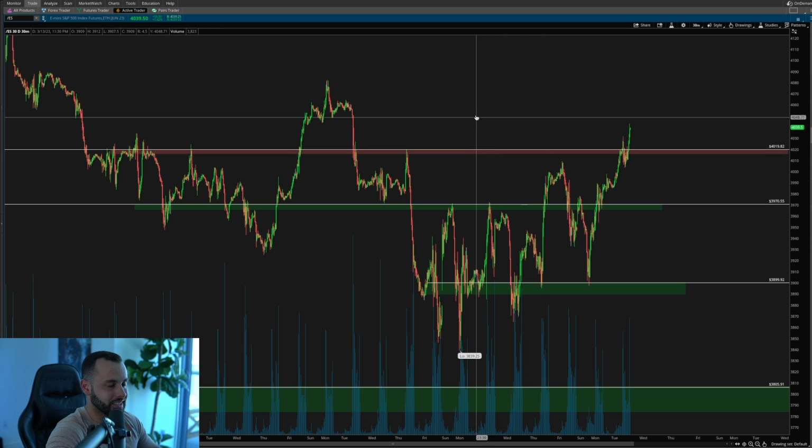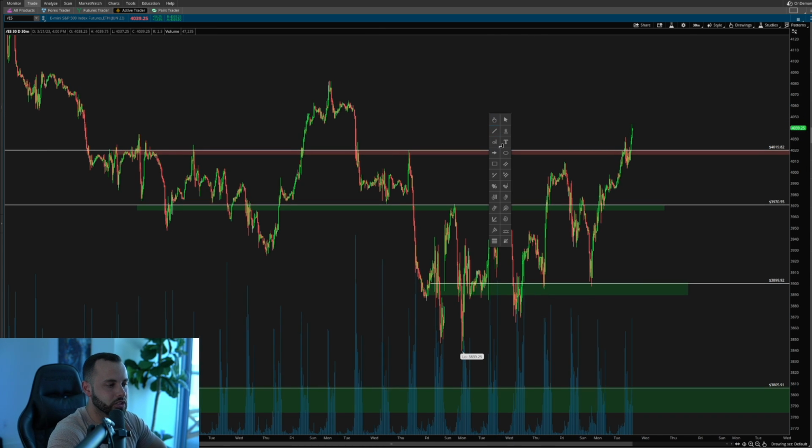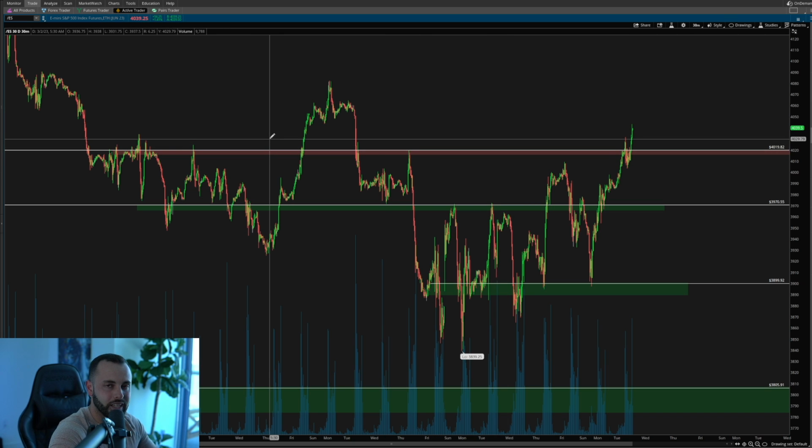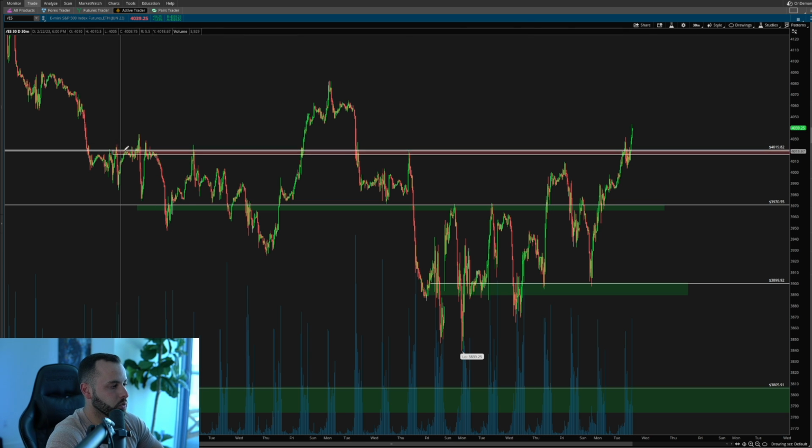So here on the S&P 500 futures, I was targeting this 40-20 level. Now, why was I looking at this level? If we go out to the 30-minute chart and we get the last few weeks of price action, we can clearly see that in the past, we have had 40-20 rejections multiple times. So we had one right here.